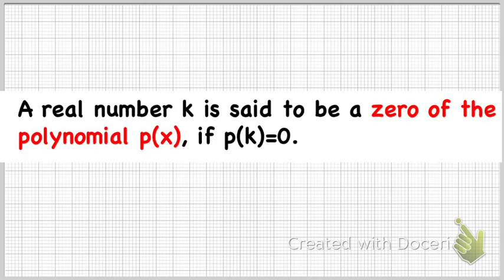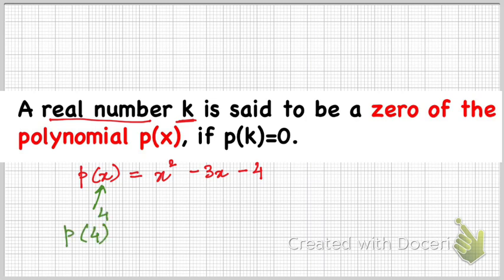Now, coming to the zeros of a polynomial. A real number k is said to be a zero of the polynomial p(x) if p(k) = 0. I will first explain it with an example. Say you have a polynomial p(x) = x² − 3x − 4, taking a random example. Now I'll consider some value for x, say x = 4.